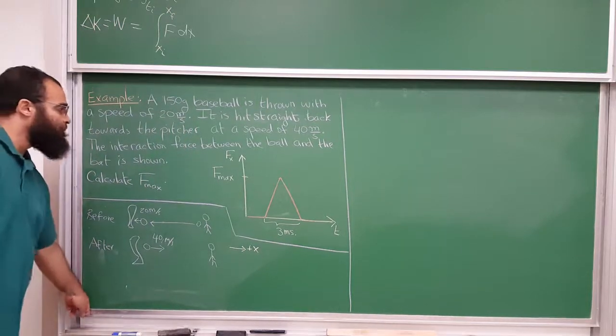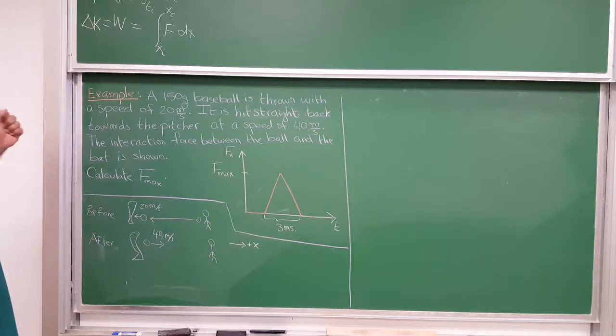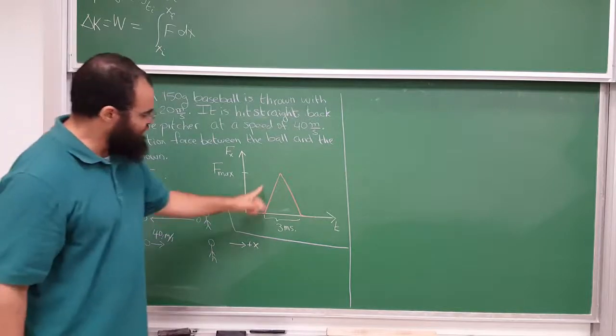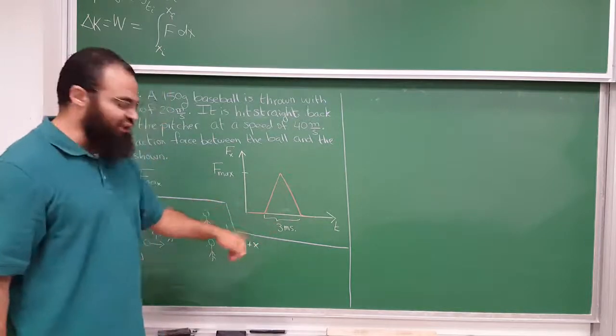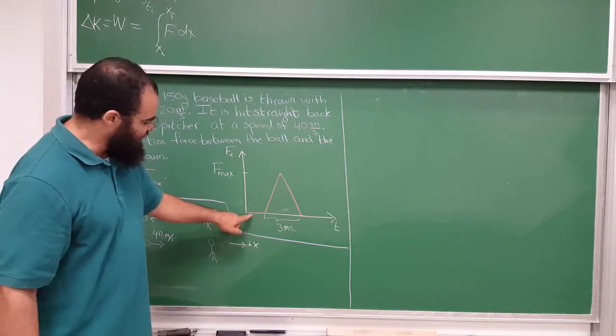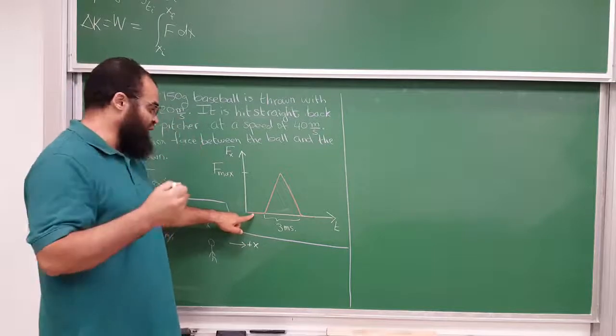Now, they say the force when the baseball bat hits the ball, this is the force versus time. This is how it looks. So this is before the ball is hit, so the force is 0. You can't apply a force to the ball before hitting the ball.